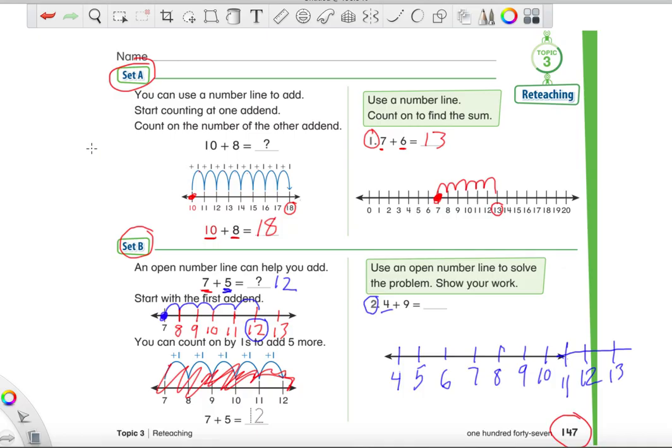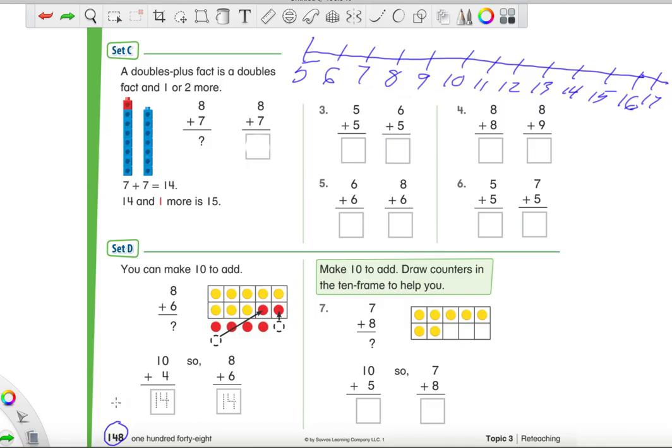Alright, so let's go ahead and go to the next page. We're going to go to page 148. Here's what page 148 looks like. This is what you should be seeing in your workbooks as well. And I love that they give us a ton of practice problems, so we'll do 1 or 2 together, and then you'll do the rest on your own. So let's go over set C together really quick. This is when we were using doubles facts to help us find out doubles plus facts.